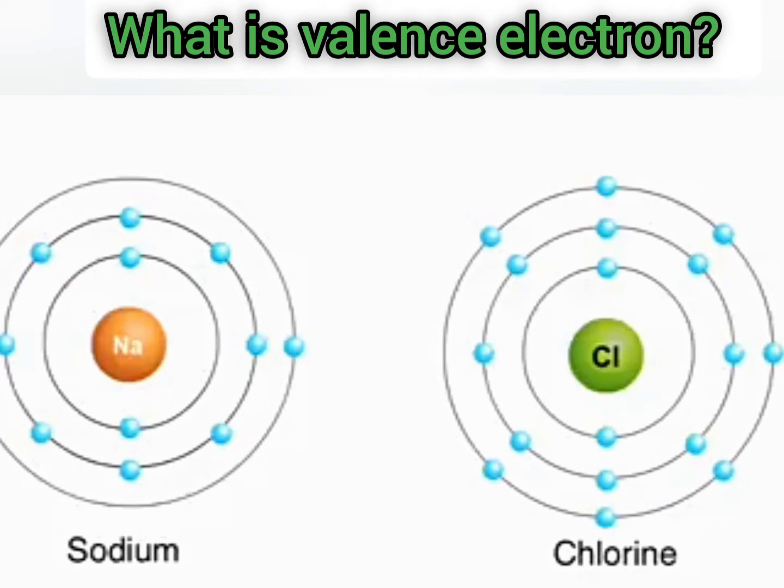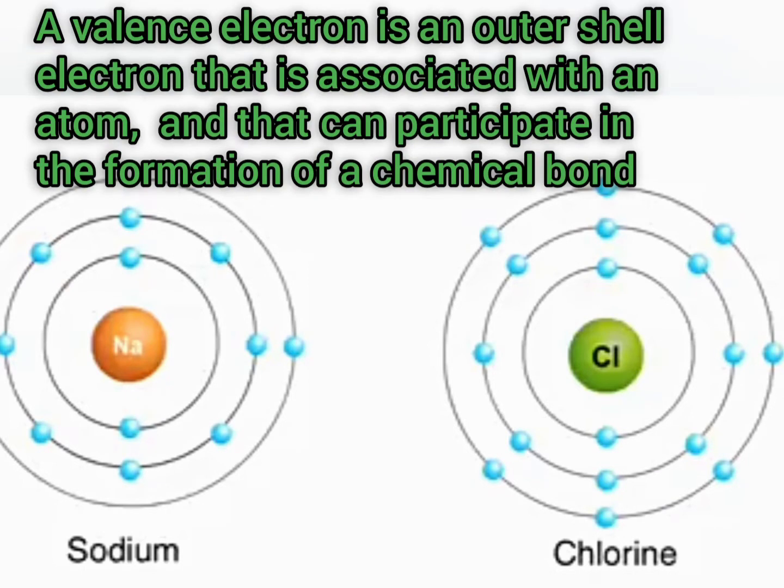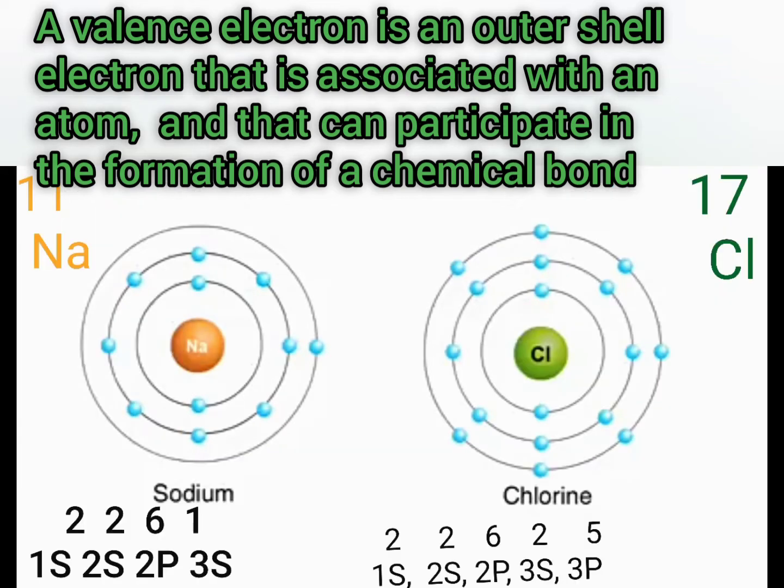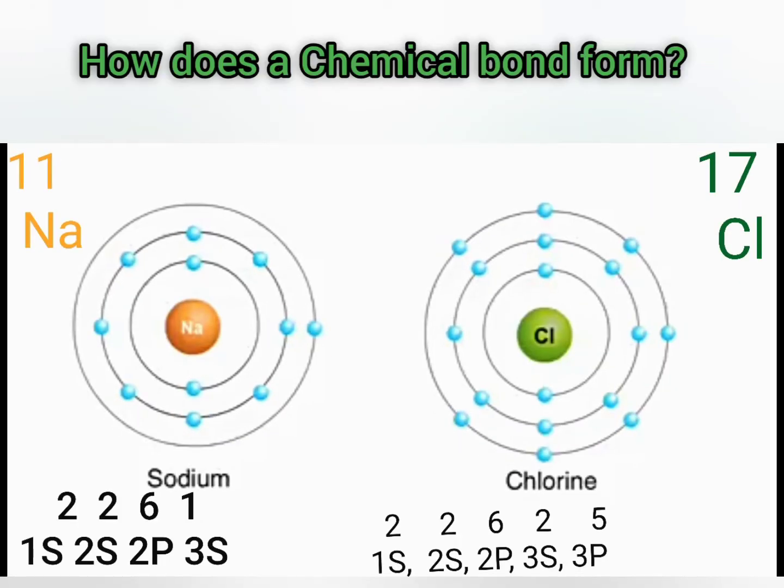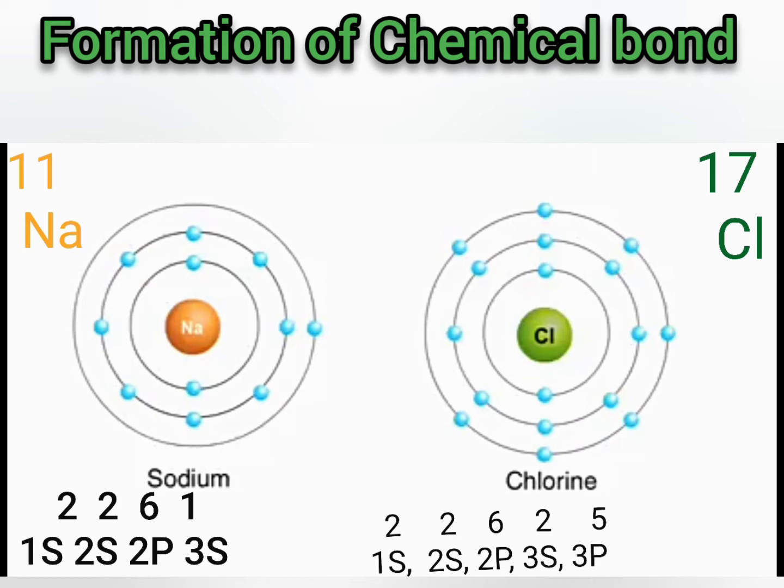What is a valence electron? A valence electron is an outer shell electron that is associated with an atom and that can participate in the formation of a chemical bond. How does a chemical bond form? Here, the atomic number of sodium is 11 and its electronic configuration is 1s2, 2s2, 2p6, 3s1. Sodium has only one electron in its third shell or valence shell.